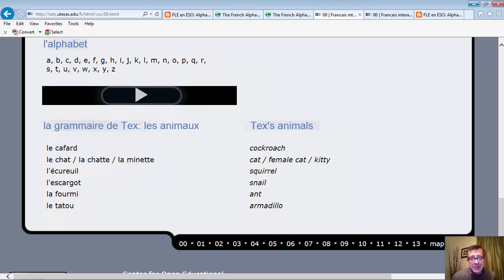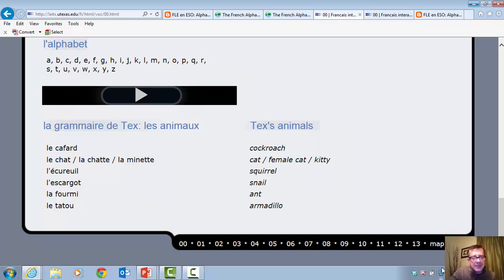If it's any consolation, French speakers have trouble saying the word squirrel in English. Squirrel is a very weird thing to do in English. And I guess l'écureuil is kind of difficult for you too. That's okay. L'escargot. Don't pronounce the final T. La fourmi, and le tatou. So that's the vocabulary of the chapter right there.